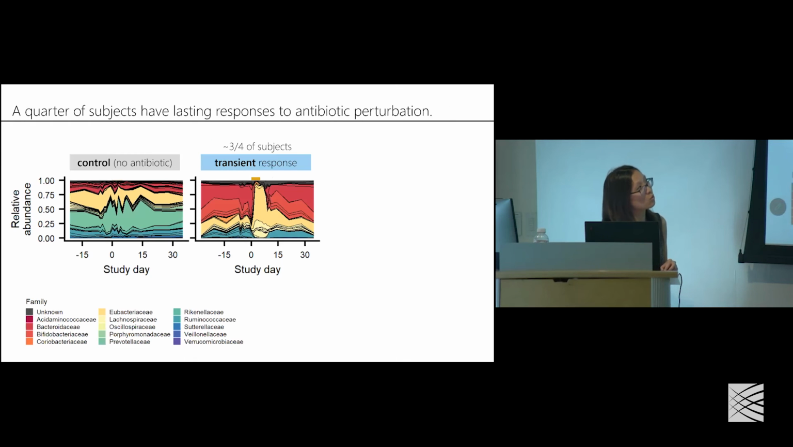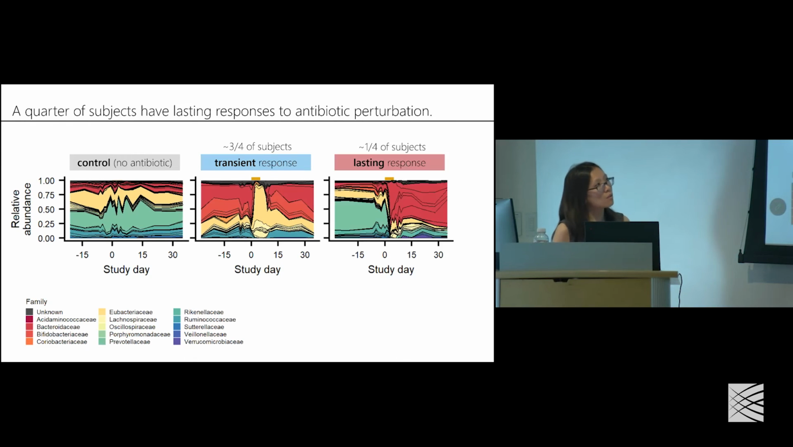All right, so I mentioned that this response describes 3/4 of the antibiotic taking subjects. So what happened to the rest of them? Well, the remaining 1/4 of antibiotic taking subjects in our study, so this is 5 subjects, they experience what we call lasting responses. And I think you can see from this plot of composition why we call it that. In these subjects, the microbiome shifted dramatically after antibiotics, and then it just stayed at its post-antibiotic state. We didn't see a return to the pre-antibiotic composition.